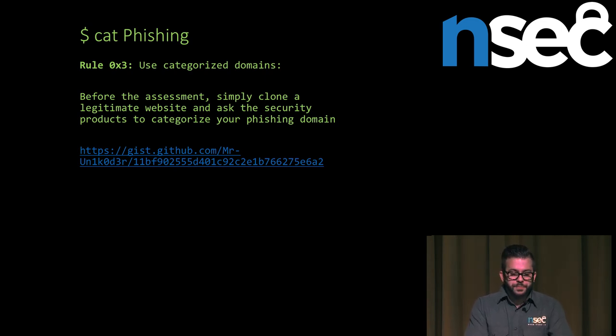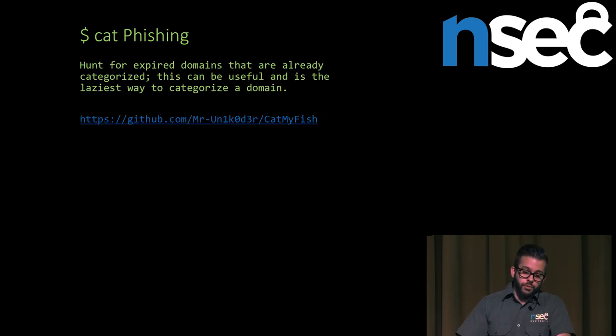Use categorized domains. Fairly simple. There's a bunch of websites that are already categorized. Personally, I use this little tool, which is like a four-liner of bash, which just clones a website and changes the base, so I can clone a website which is an exact copy of the original one and send it to categorizers such as Blue Coat, which is now Symantec, and a bunch of other companies. They're just going to categorize your domain because it's a legitimate, well-known domain. After that, you're good to go, and you can use this domain for phishing or for your C2 connection.